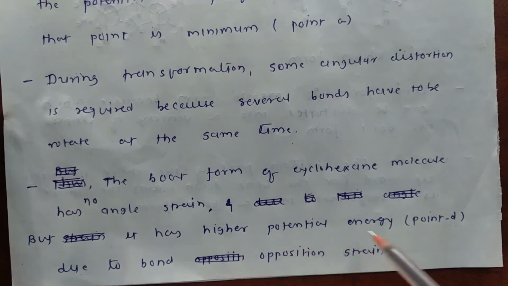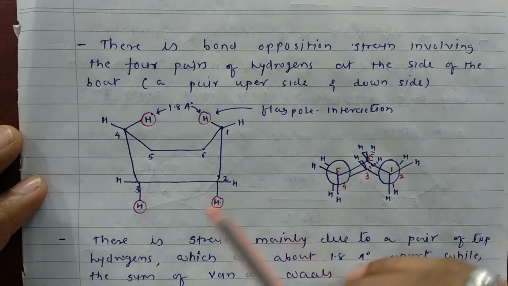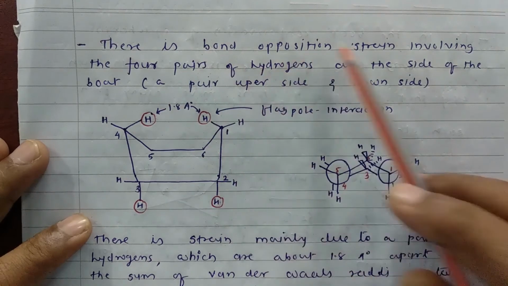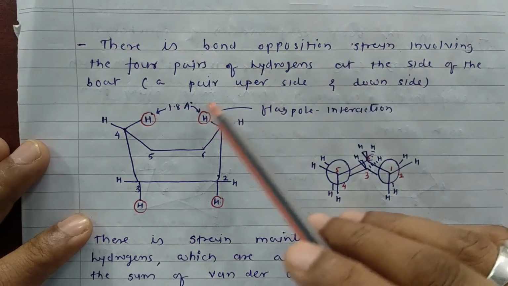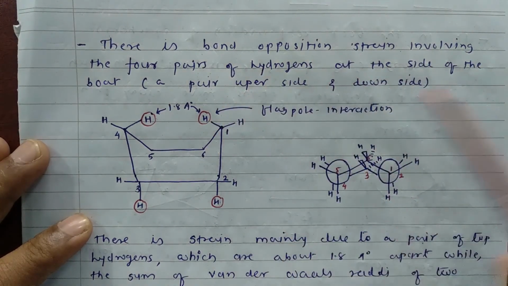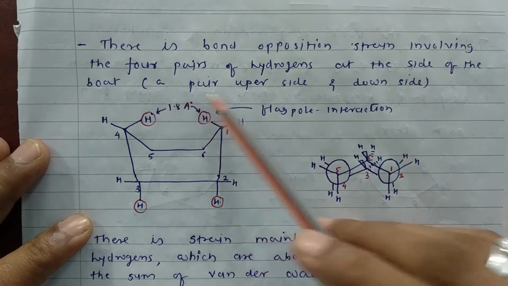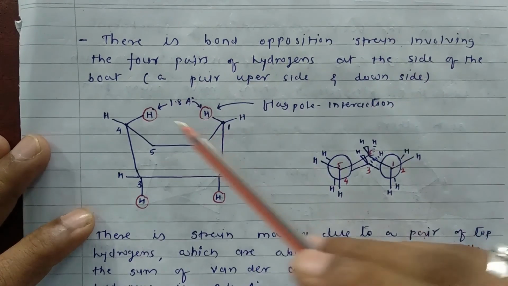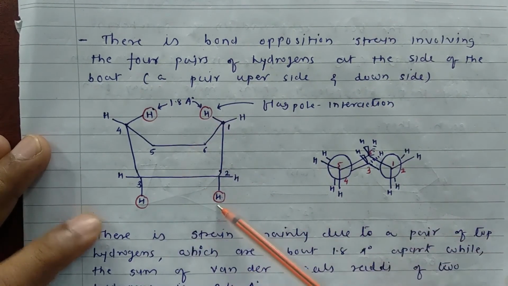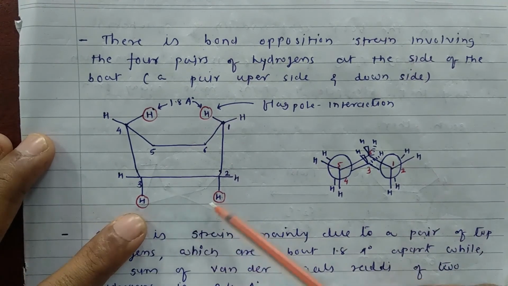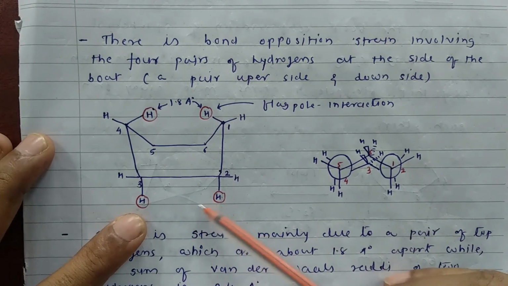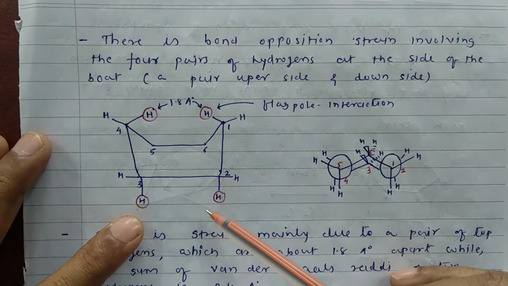This higher potential energy is due to bond opposition strain. In the boat form, there is bond opposition strain involving the 4 pairs of hydrogens at the sides of the boat, a pair on the upper side and the downward side. The upper side and downward side hydrogens just interact with each other, and therefore it creates bond opposition strain.